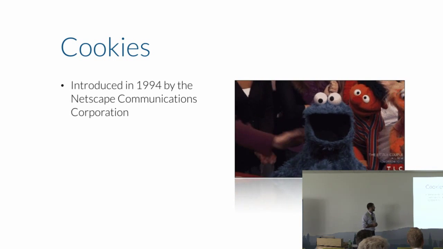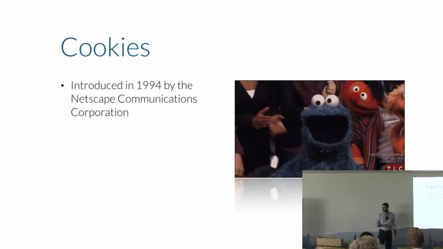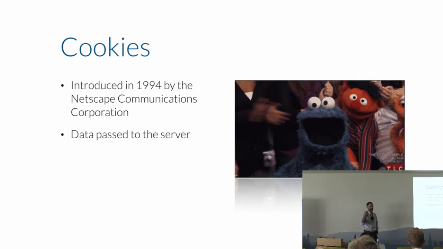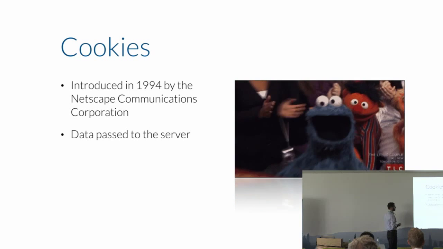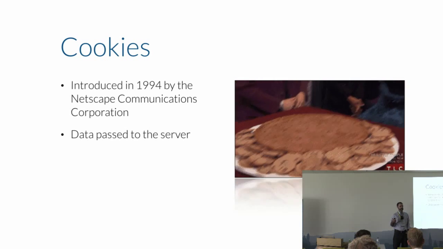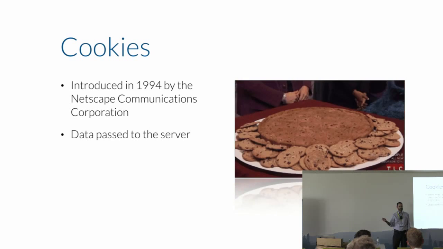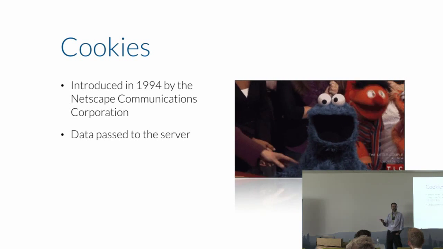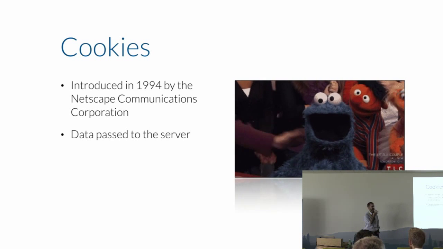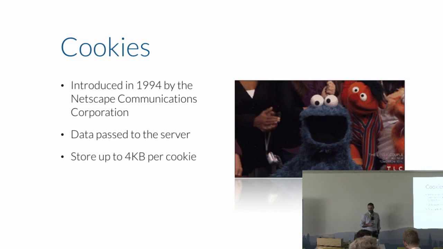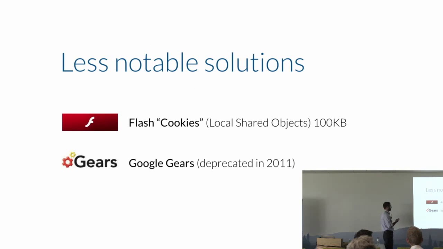So cookies were introduced in 1994 by Netscape. Data is passed every time that the user hits a path to the server. Does anybody by chance know how much you can store in a browser cookie? It's not a lot. Anybody want to take a guess? 4K. Very small, not a lot of data. Some less notable ones, Flash cookies, and we all know how Flash is going these days. And then Google Gears. Now, Google Gears was actually deprecated in favor of some of the technologies that we're going to be discussing today. And Charles, if I say anything wrong, you can correct me.